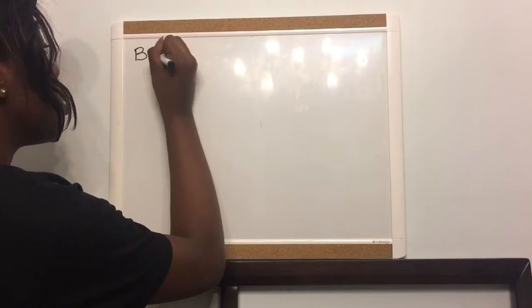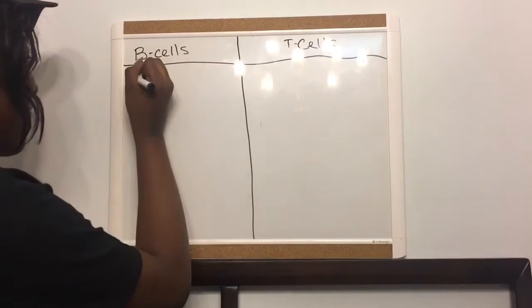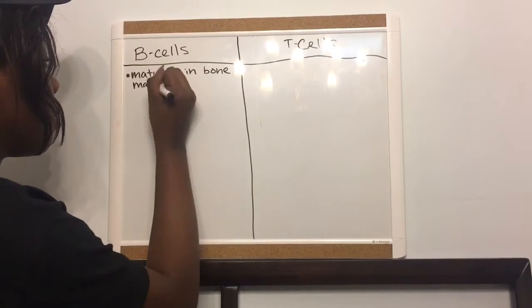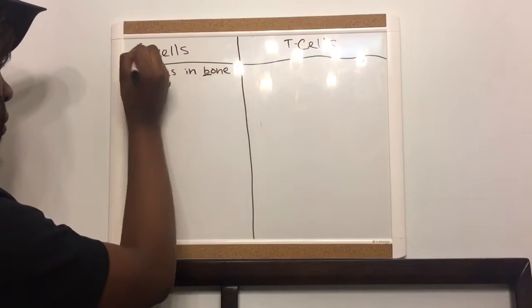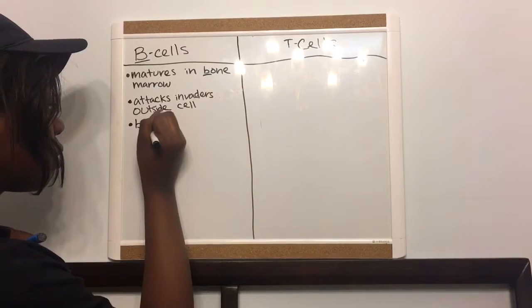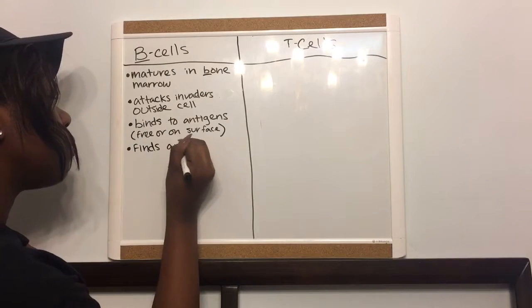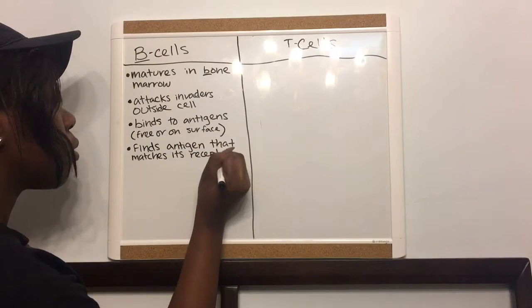Now let's talk about B cells and T cells. First, B cells. B cells mature in the bone marrow. It also attacks invaders outside the cell and binds to antigens free or on the surface of the cell and finds antigens that match its receptors.